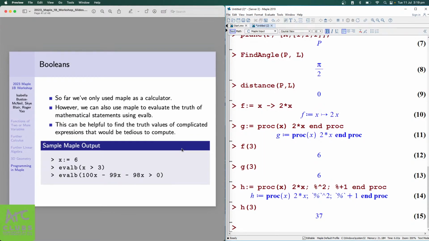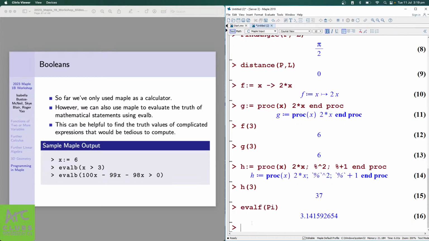Okay, the next thing we're going to talk about are Booleans. So far we've only really used Maple as a calculator. However, we can also use Maple to evaluate the truth or falsity of mathematical statements using evalb. So a lot of us hopefully are accustomed to evalf. What evalf does is that it just gives us the numerical value of whatever we're trying to find. For example, if we want to find what pi was, we just put evalf pi, and it gives us 3.141592254. In the same way, evalb finds the truth of a mathematical statement.